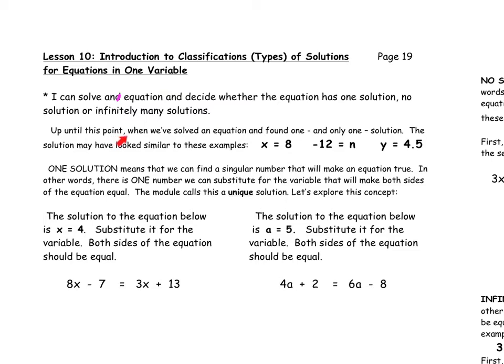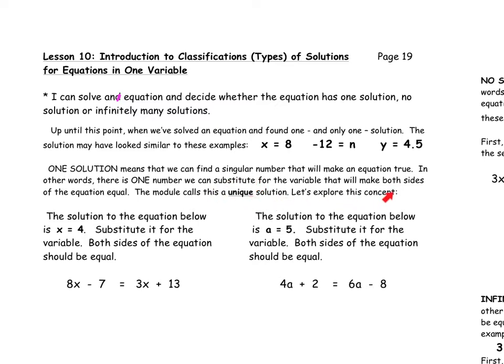So up until this point, when we solved an equation and found one and only one solution, the solution may have looked something like this. X equals 8, negative 12 equals n, y equals 4.5. So our answers could be positive, negative, they could be rational, meaning a fraction or a decimal. So one solution means we can find a singular number that will make an equation true. In other words, there is one number we can substitute for the variable that will make both sides of the equation equal. The module calls this a unique solution.